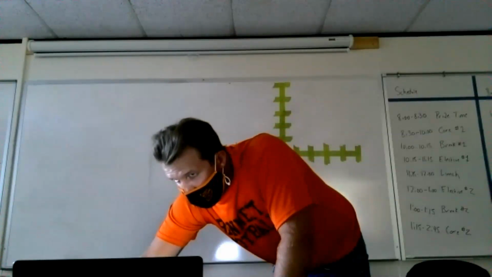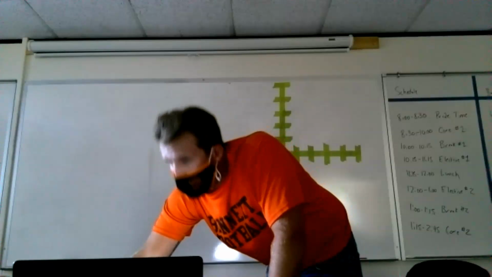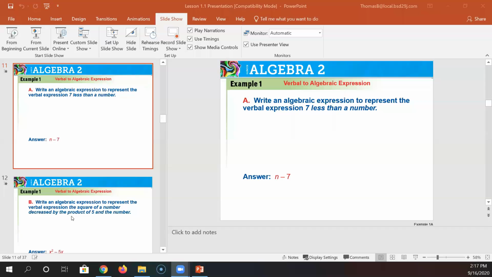And we are off to working on example 1, where we are given an algebraic expression to represent the verbal expression 7 less than a number. Anytime they're talking about using a variable, they're always going to say less than a number. This is where your key terms come in. Less than is telling you the operation is subtraction. Or if it was saying the difference between a number and 7, we would put a variable subtracting 7 as our answer, and you can see that right there.